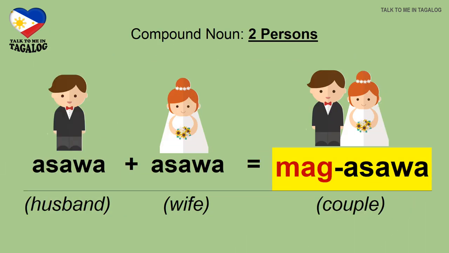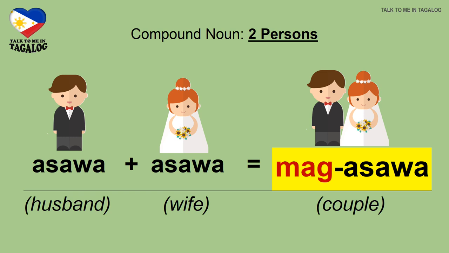Here's our first word, mag-asawa. This word means couple, or legally married couple to be exact. How did the word mag-asawa come to be? It's by attaching mag to the noun asawa. Asawa is a neutral gender word which means someone's better half.